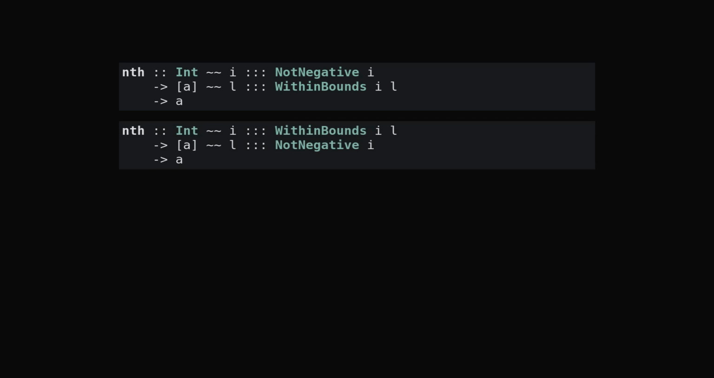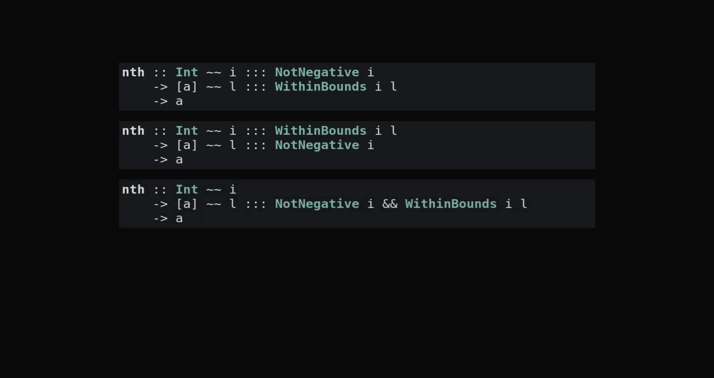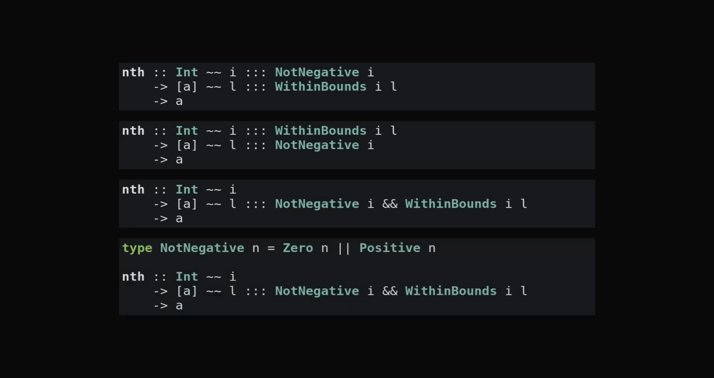An equivalent requirement would be to swap where the proofs are attached or combine them into one with the logical AND type operator exported by GDP. A property can also be built up of more fundamental proofs.